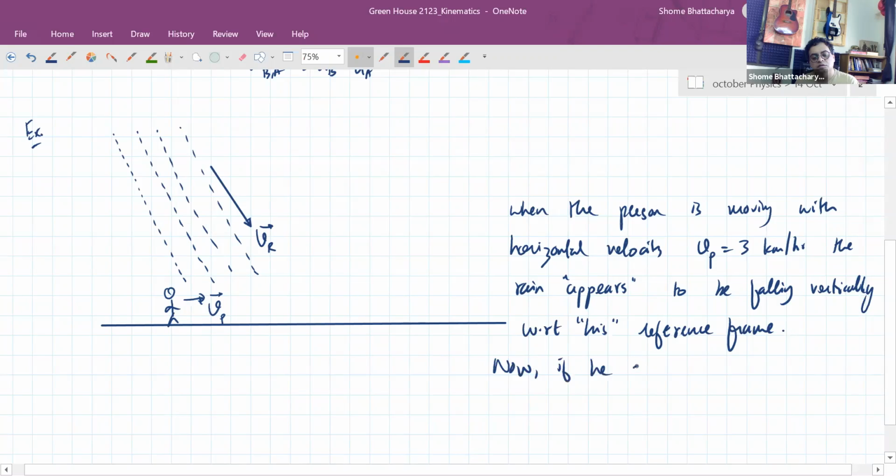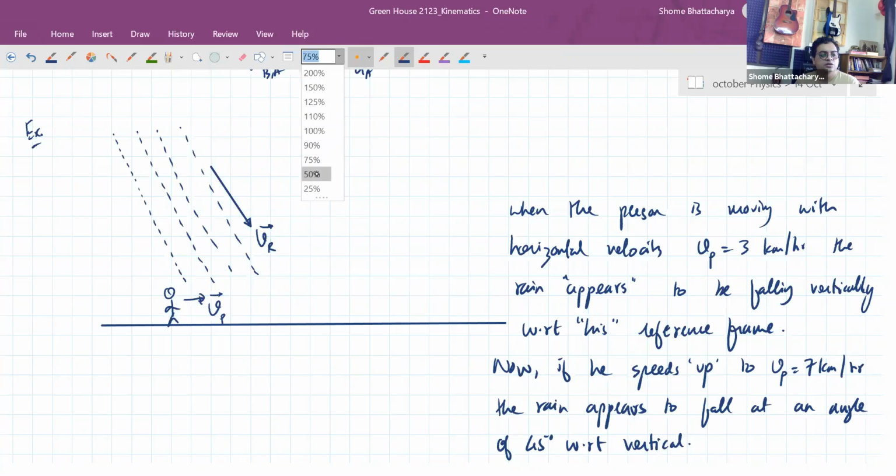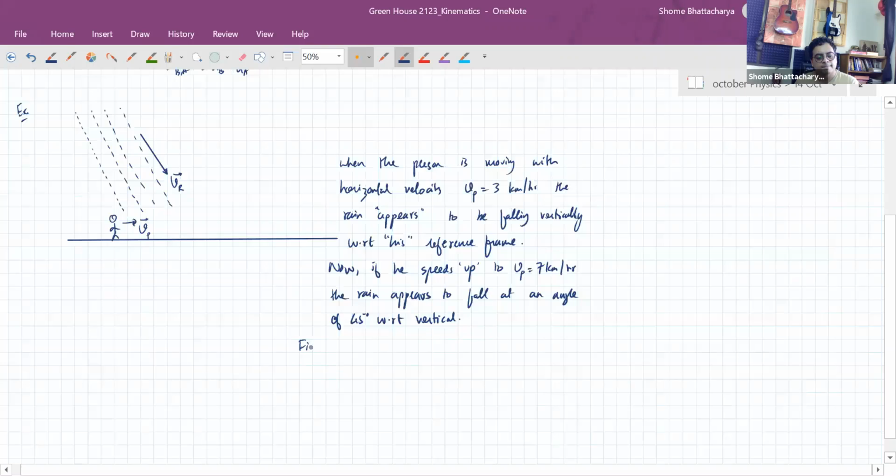Now, if he speeds up to 7 kilometers per hour, so from walking at 3 kilometers per hour, he now starts running at 7 kilometers per hour, the rain appears to be at an angle of 45 degrees with respect to the vertical. So find the velocity of the rain with respect to a stationary observer, or with respect to ground frame, what we say, and its angle with respect to the vertical.